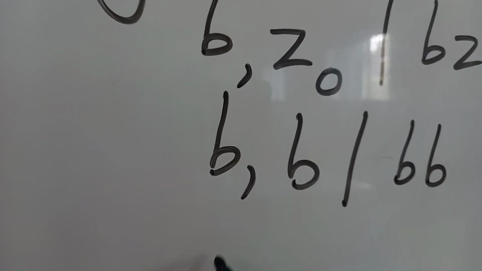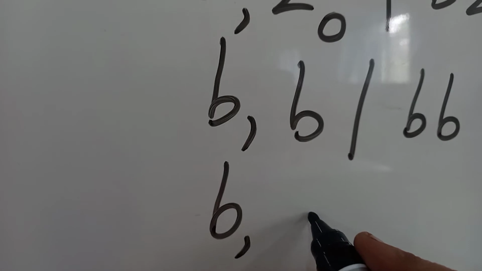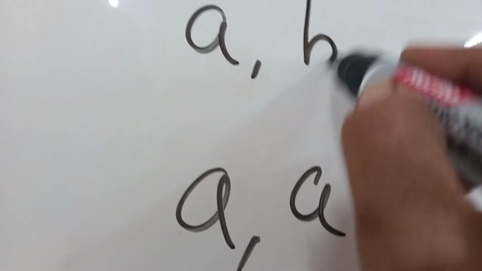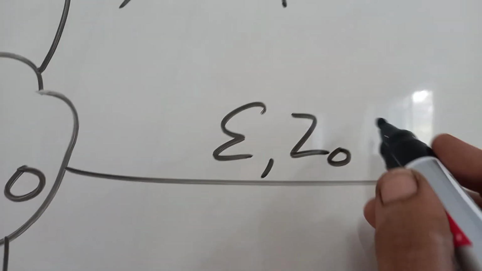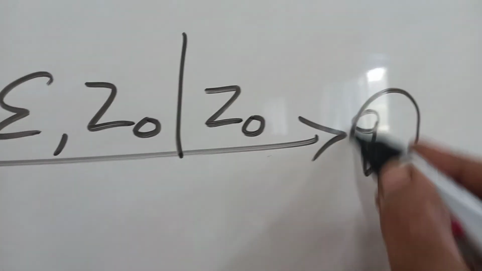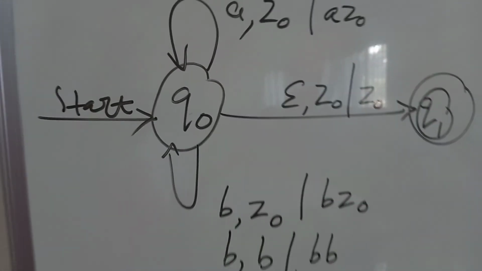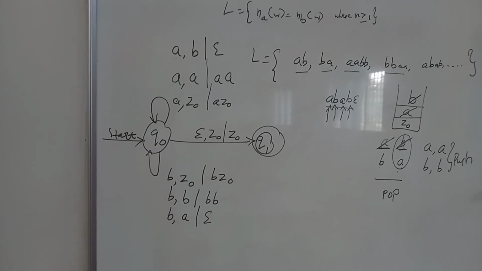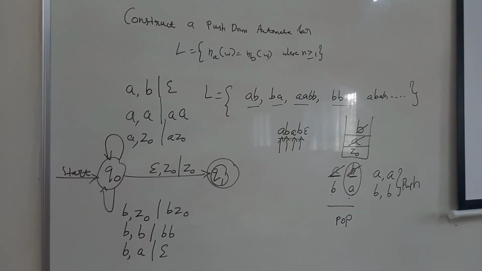Suppose we get different symbols, for example the input symbol is B and the top of the stack is A, so we need to pop that element. The same case applies if the input symbol is A and the top of the stack is B, we need to pop that. Then once we have reached the end of the string, epsilon will be there and the top of the stack is Z0, and then we end up with Z0 only, and we have reached the final state. This is the pushdown automata for the given language where the number of a's is equal to the number of b's. Thank you.